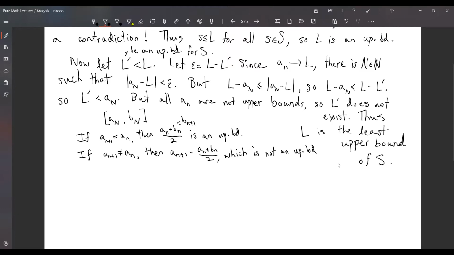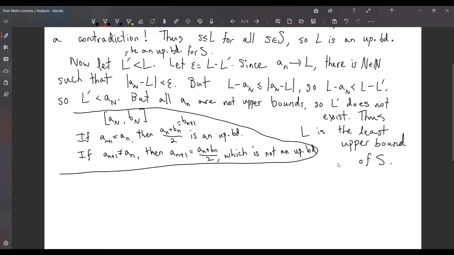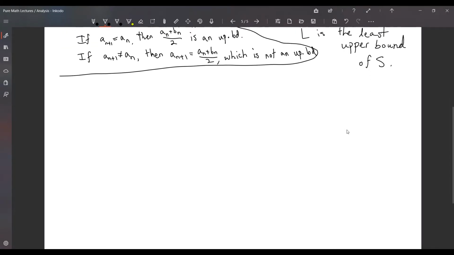So I'm going to just cover that out. Yeah, I had a massive brain fart, and I'm going to edit that out of the video. And so that concludes the proof of this theorem.